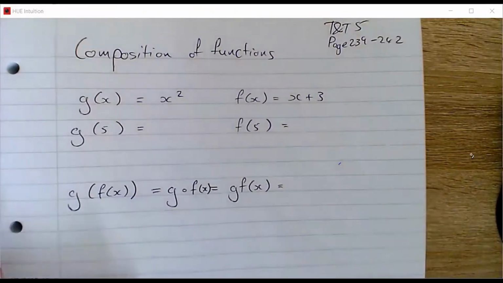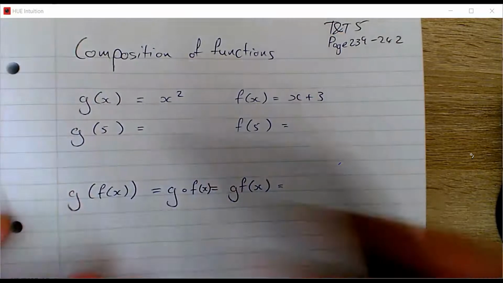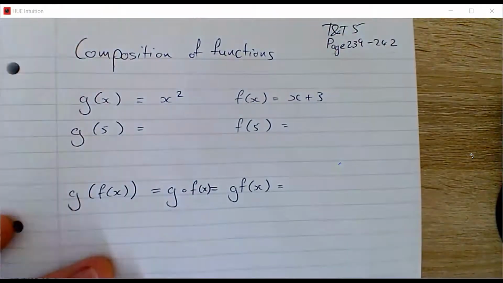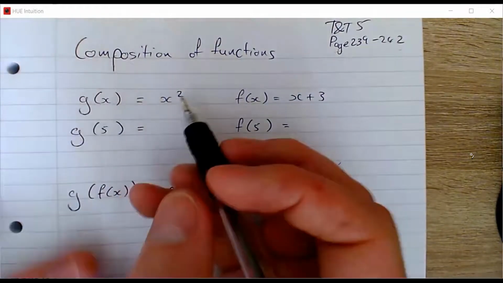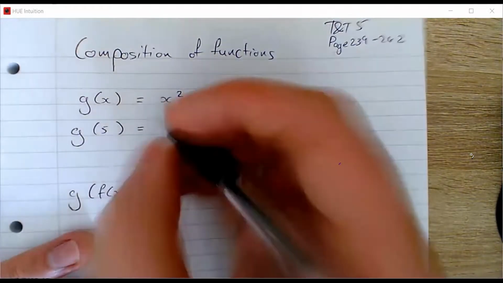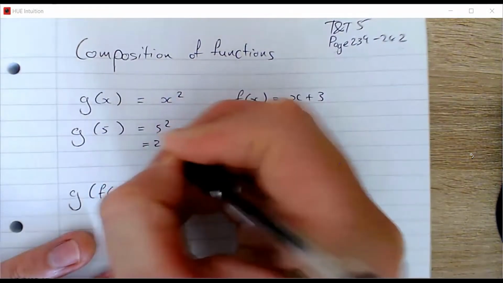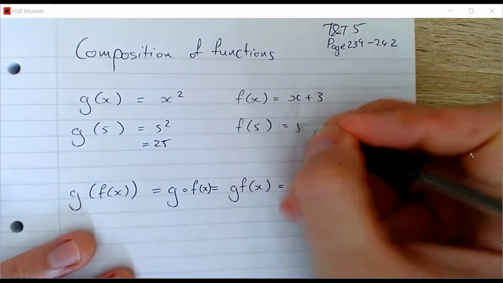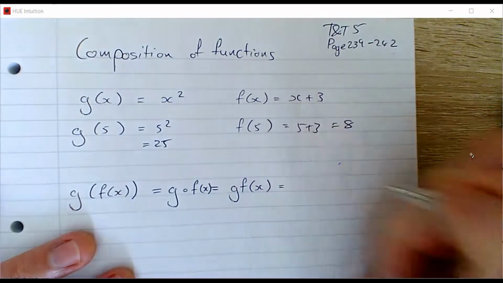I'm going to try and keep this a little bit shorter than the last video. We're talking about compositions of functions described on these pages in the text and test 5. If you have a function like g of x is x squared, g of 5 is 5 squared, which is 25. You know how to do that. f of x is x plus 3, so f of 5 is 5 plus 3 is 8. Okay, so we know how to do that.